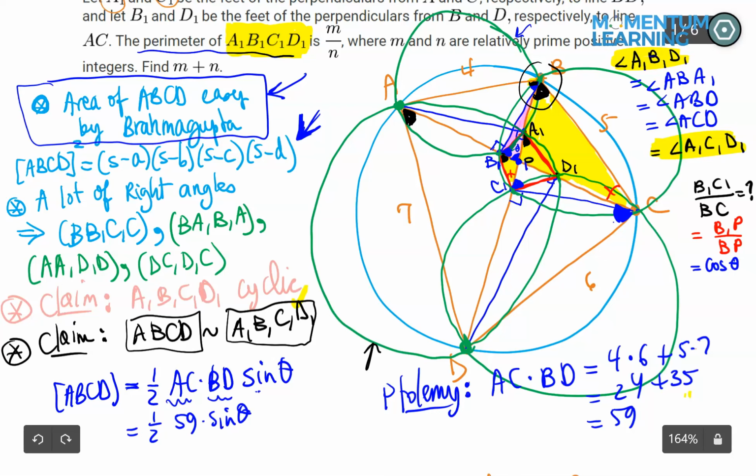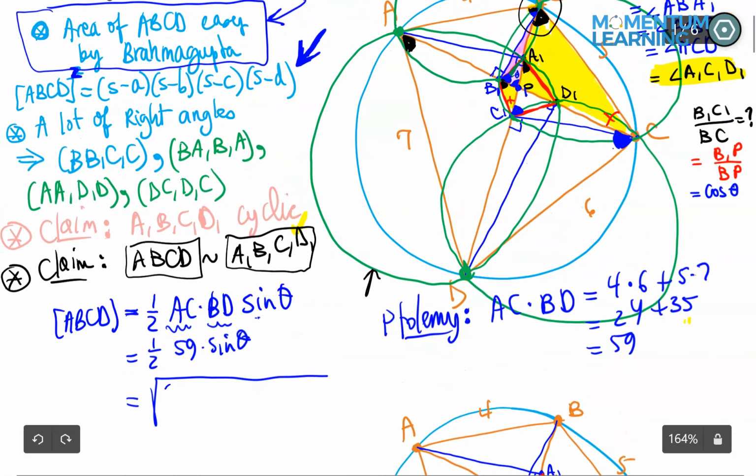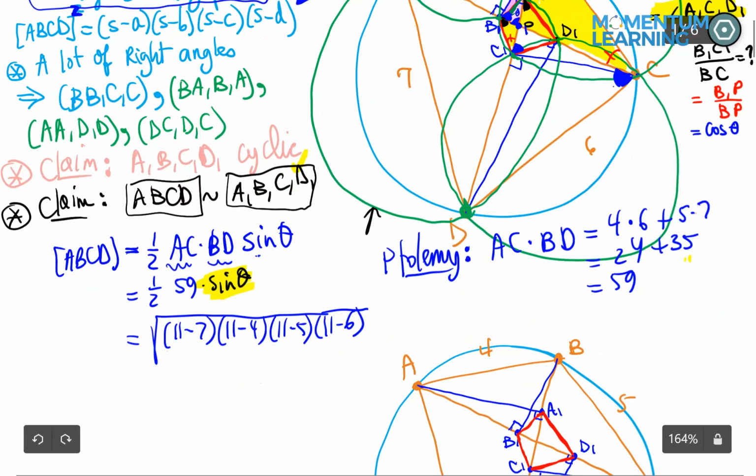Second way would be to use that formula that we mentioned. The semi-perimeter is just half the sum of all these side lengths. So we have 4 plus 6 is 10, 5 plus 7 is 12, 10 plus 12 is 22, half of it is 11. So therefore the area, there's a square root here, so this expression must also be equal at the same time. So the semi-perimeter we said was 11, so we have 11 minus 7, 11 minus 4, 11 minus 5, and 11 minus 6. That's it. And you guys can easily solve this for sine of theta. I think if you do the algebra, sine of theta comes out like this.